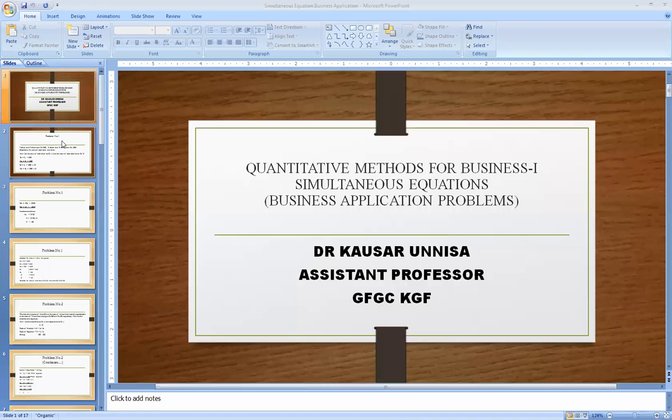The only thing here is that you have to frame the equations from whatever is given in the form of sentences. That is the most important thing. You have to frame two simultaneous equations with the help of those sentences. Then you can go by whichever method you feel more comfortable with, elimination as well as substitution. Let us see some of the questions on the slide.